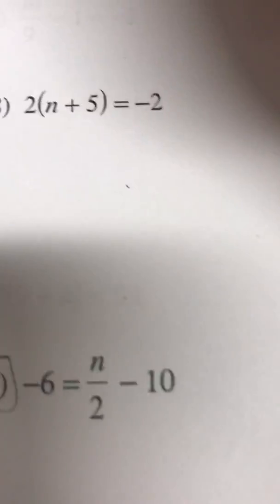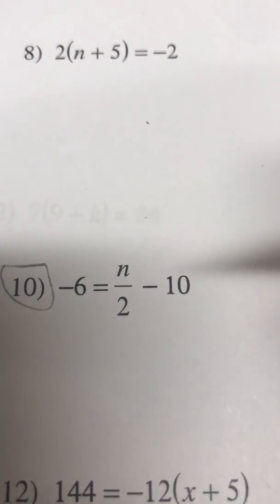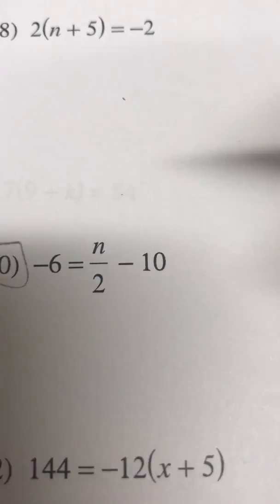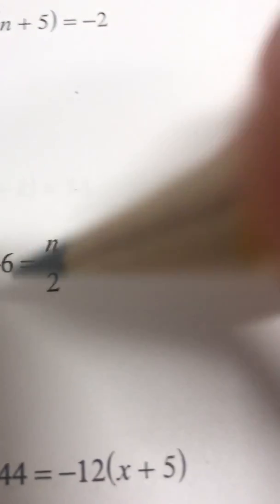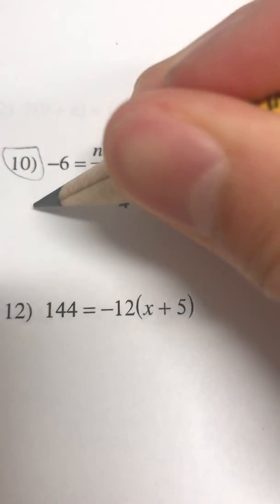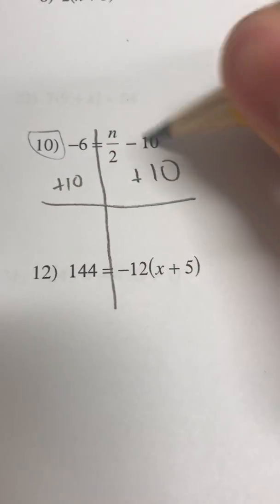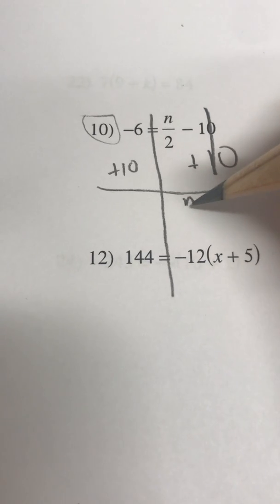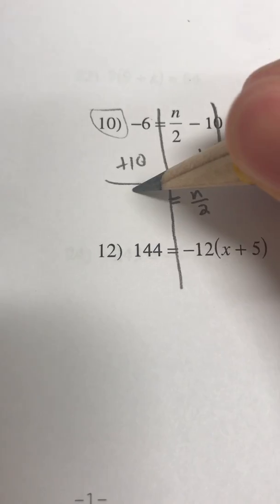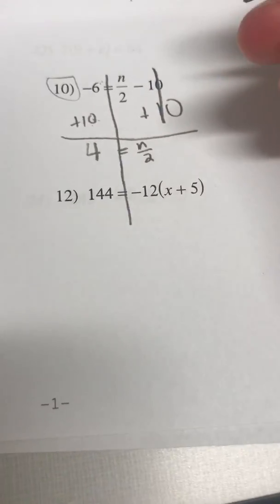Let's go on to number 10. Name of the game again, get that letter by itself. First thing to do is get rid of that constant. It shows minus 10, so we need to do the opposite and add 10. What you do on one side, you do to the other. On this side, the 10's cancel out, and you're left with n divided by 2. On this side, negative 6 plus 10 equals 4. Again, you're always allowed to use your calculator to get that number.